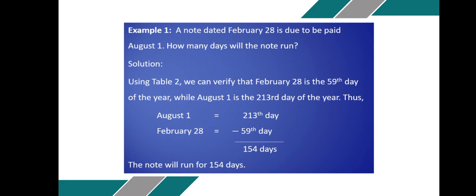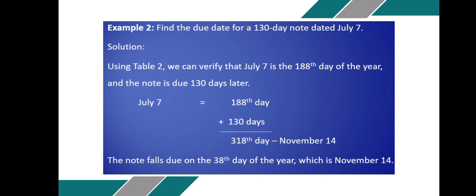So, using table 2 or itong table natin, we can verify that February 28 is the 59th day of the year, while August 1 is the 213th day of the year. So, therefore, August 1, 213 minus February 28, which is 59th day, so that is equal to 154. So, the note will run for 154 days or merong 154 days sa pagitan ni February 28 at saka si August 1.